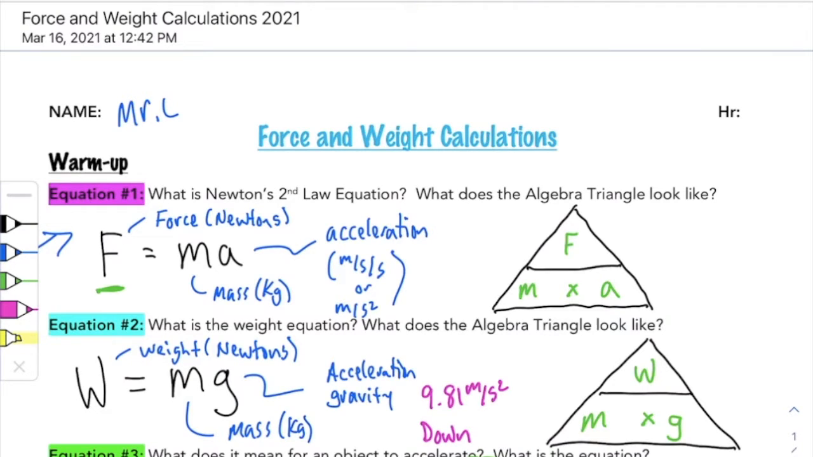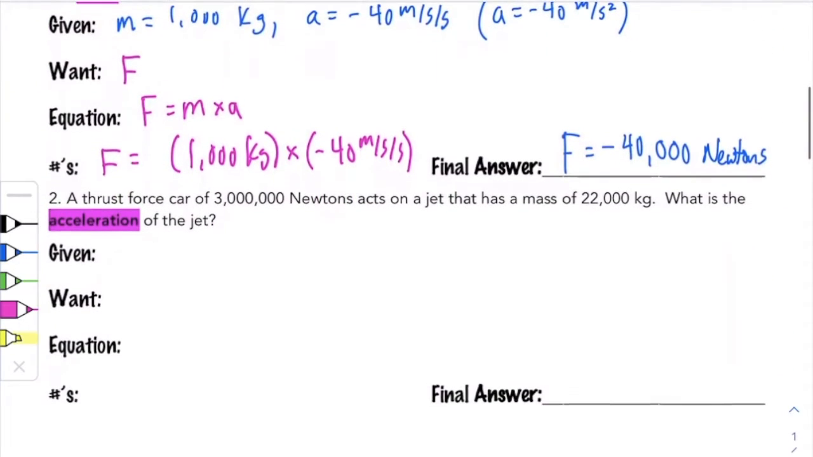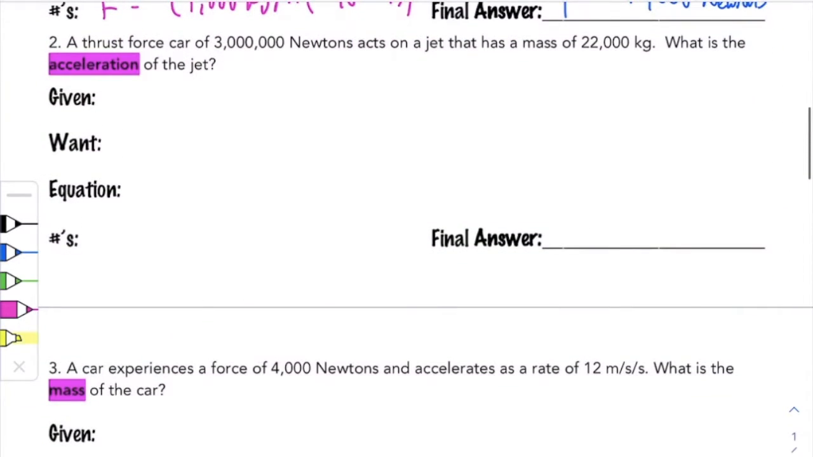All right, so we're going to take another look at some of these problems. Let's go ahead and try number 2 here. I don't think we'll do all of them. We'll just do a couple more. It says, number 2, a thrust force of 3 million newtons acts on a jet that has a mass of 22,000 kilograms. What is the acceleration of the jet?